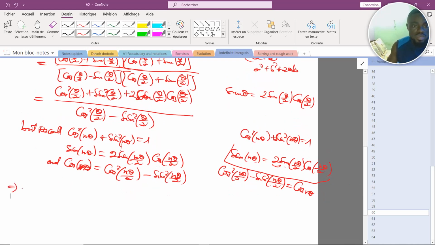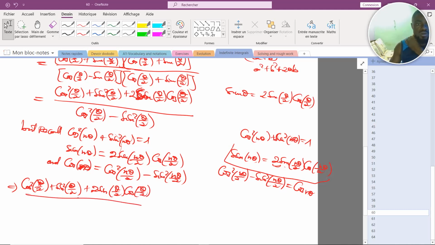So it implies cos square theta on 2 plus sine square theta on 2 plus 2 sine theta on 2 cos theta on 2, wait, let me write it, I made an error here, plus 2 sine, this is sine, don't forget, sine theta on 2 cos theta on 2 all over cos square theta on 2 minus sine square theta on 2, will be equal to what?